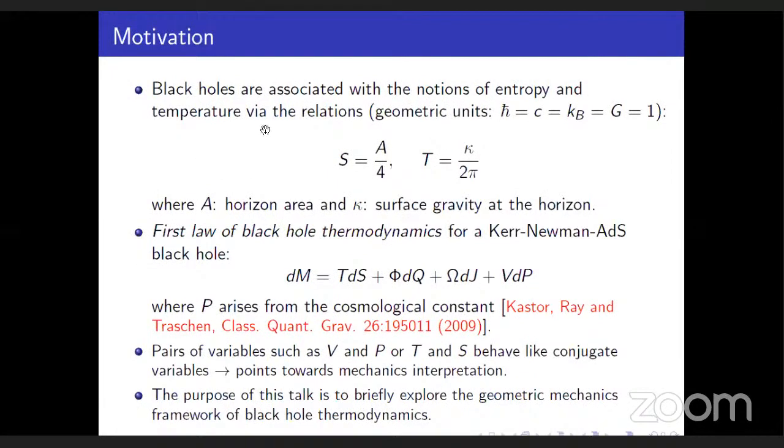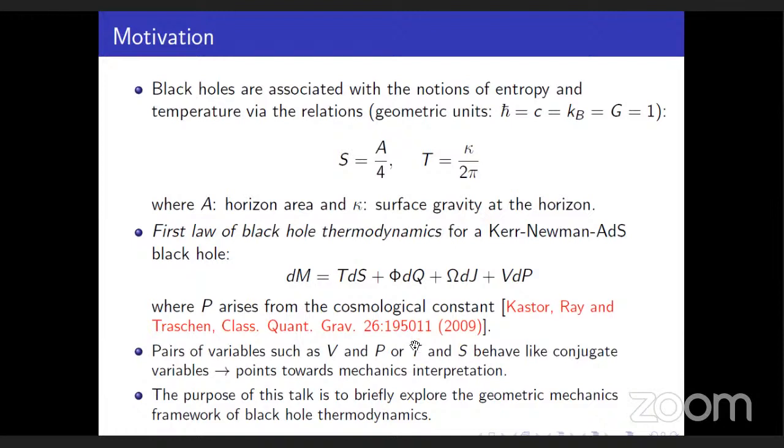Okay, so all of us know that black holes are associated with the notions of entropy and temperature, which are given by these relations, at least in Einstein gravity. And the first law of black hole thermodynamics looks like this for a Kerr-Newman-AdS black hole, where the last term, the PdV term, arises from a cosmological constant.